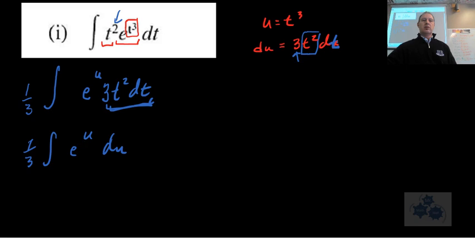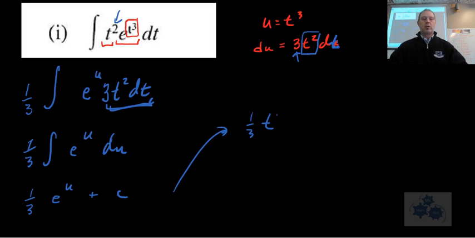Well, what's the integral of e to the u? Can we do that? What's the integral of e to the u? What is it? E to the u, right. Okay, so 1/3 e to the u. Okay, so let's go with this, and plus c. Now, are we done? Does this make sense? Once we put in t cubed in there, 1/3 e to the t cubed.